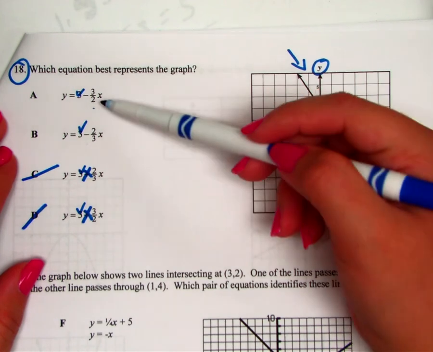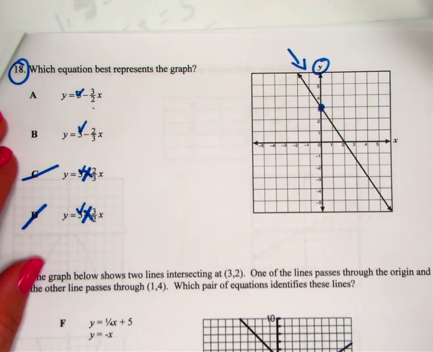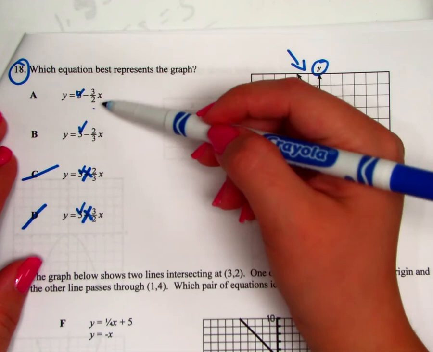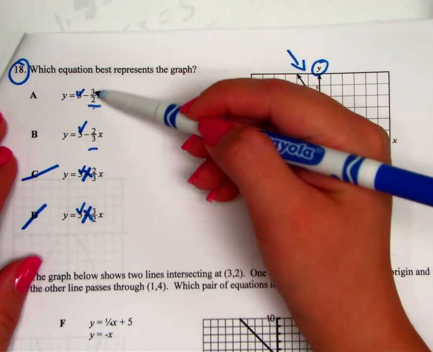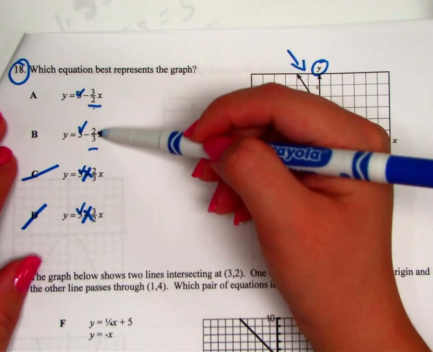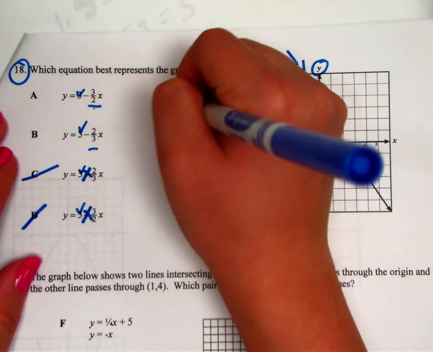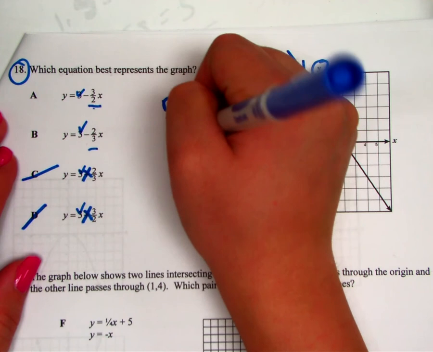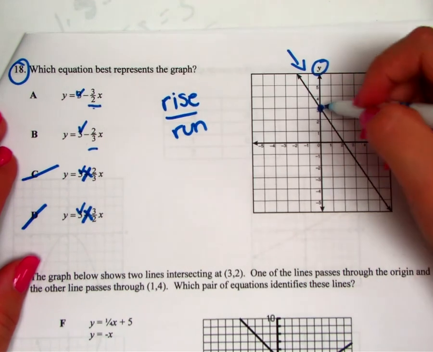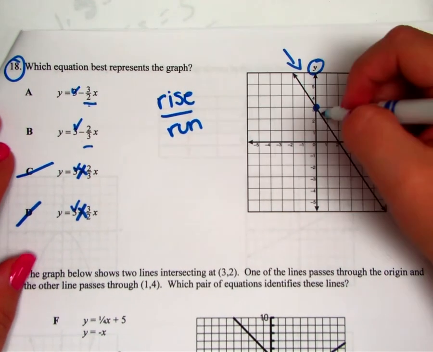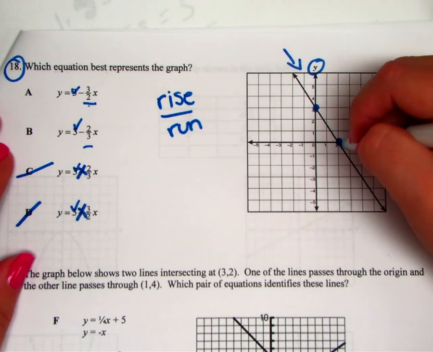Now let's look at these. What's the difference between these two? Well, if we look at the slopes carefully, we see one has 3 over 2 and the other one has 2 over 3. Well, we know that slope is just rise over run. So let's pick 2 points, and you pick your points based off of the crosshairs.